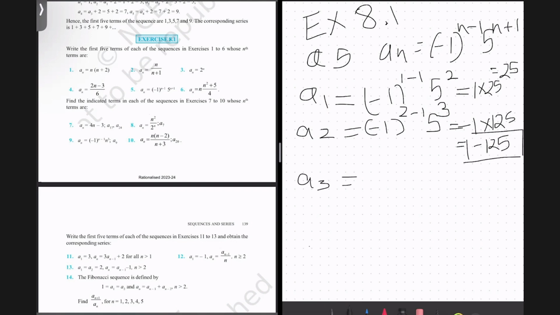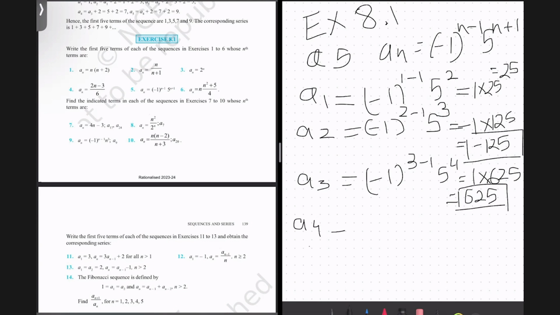Correct. The third term would be minus 1 to the power 3 minus 1, 5 to the power 4. Correct. So 3 minus 1 is equal to 2. Minus 1 raised to the power 2 is nothing but 1. So 1 into 5 raised to the power 4 would equate to 625. And hence the third term of this particular sequence would be 625.